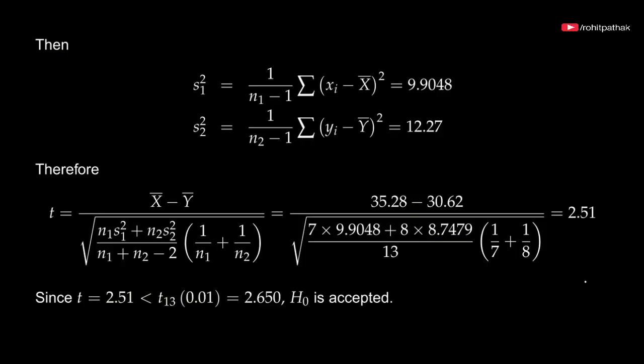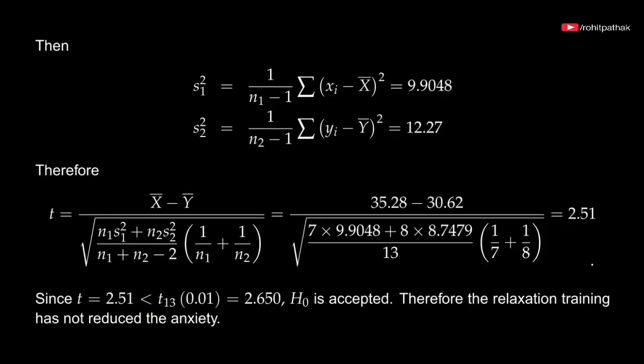falls in the acceptance region. This is the acceptance region, 2.650. This is the critical region. So this value is falling somewhere here. So H0 is accepted. Therefore, the relaxation training has not reduced the anxiety because the mean scores of control group and the relaxation groups are the same.